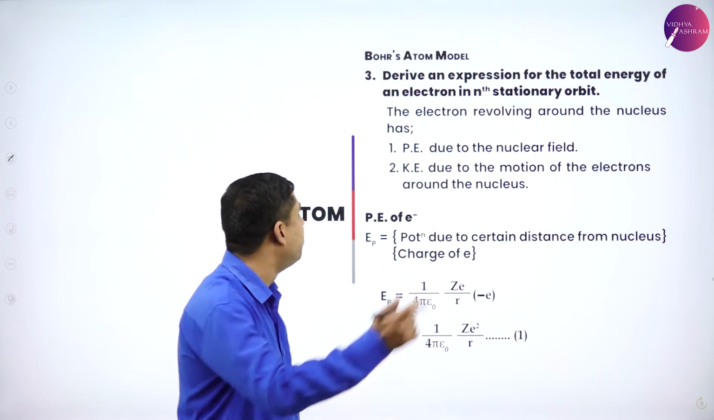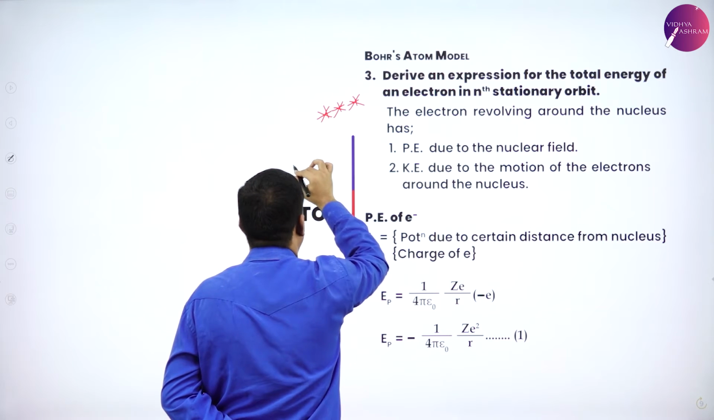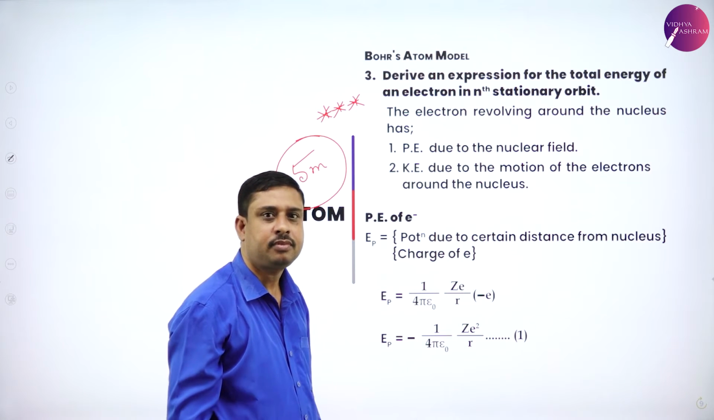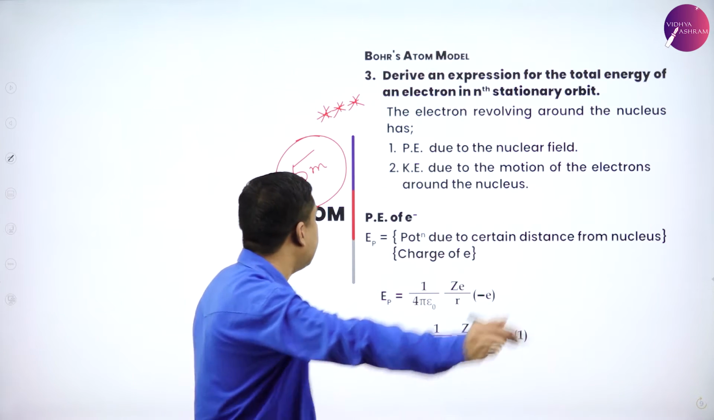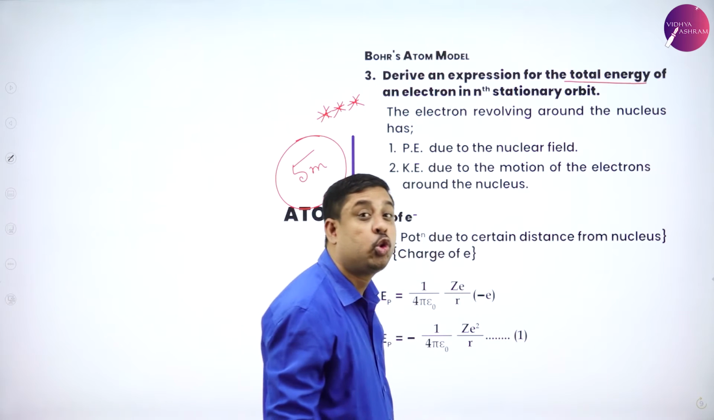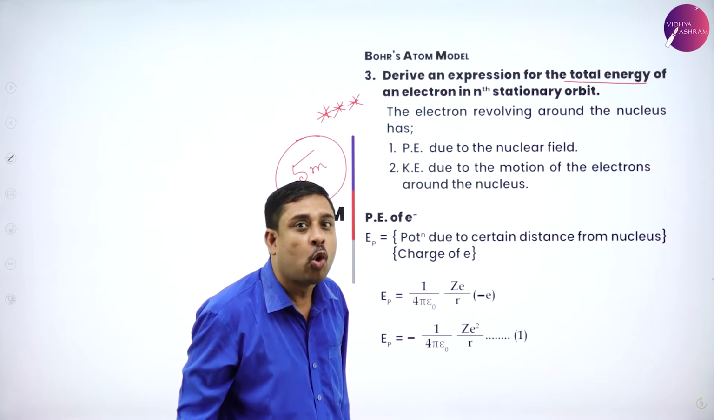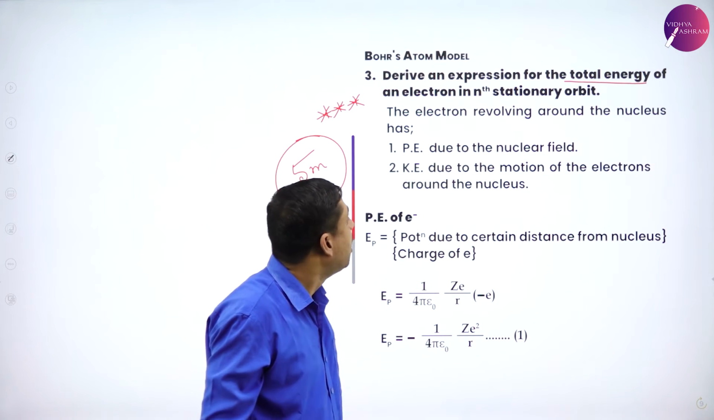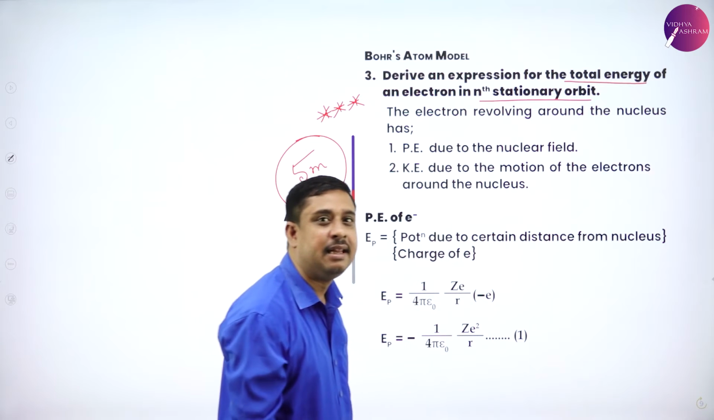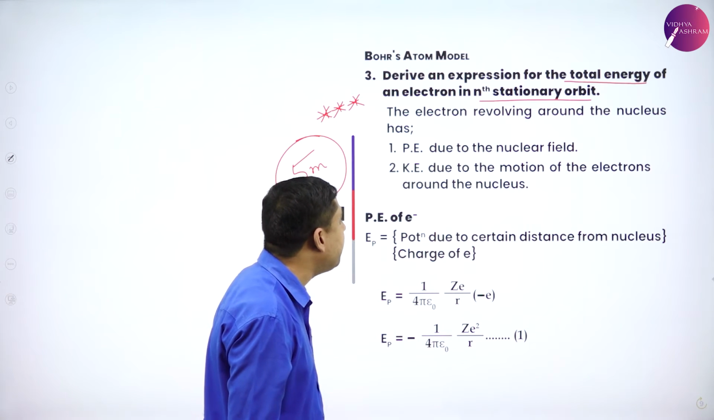Now going to the most important one, by all means you can expect this derivation, a 5 marker again for the examination. Here I am deriving an expression for total energy, not simply energy, total energy of an electron, again in the nth stationary orbit. Follow step by step. This is very important.